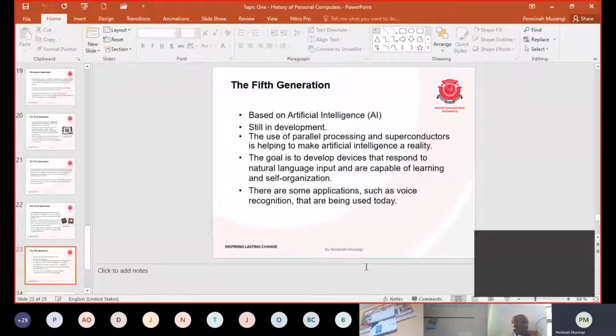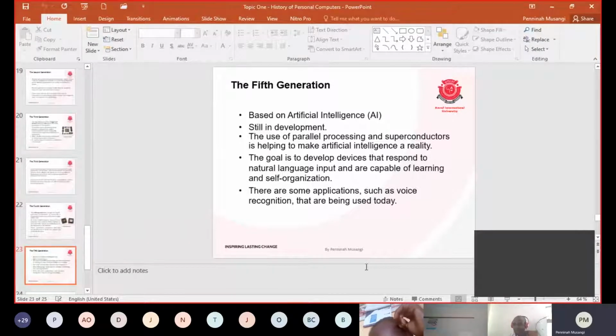So you see that in the 5th generation, what we are using today, the phones, the computers, the ATMs, the tablets, whatever, are in the 5th generation, and they are able to do what we have talked about. So that is how we group the development of computers into the 5 generations.